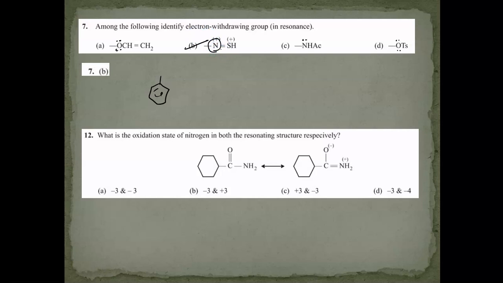Next, what is the oxidation state of nitrogen in both the resonating structures? Now understand, when we say resonating structures, it is just delocalization of an electron. So a bond pair will convert into a lone pair and vice versa, and create an equal positive or negative charge respectively. So it is not going to affect the charge or the oxidation state. Nitrogen over here is -3, over here also it is -3. So the answer is A. Remember that resonance does not alter the oxidation state. So answer 12, answer is A.